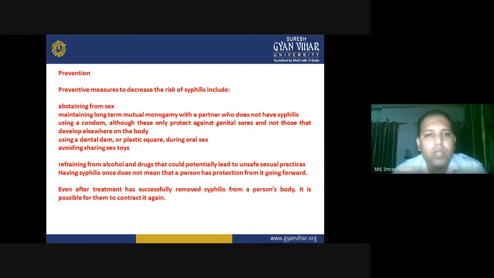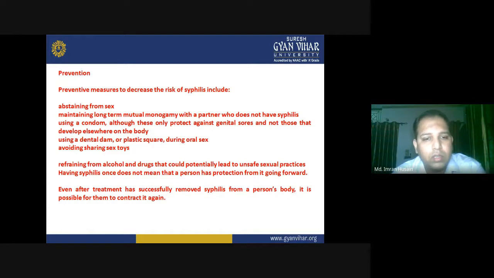Prevention. Measures to decrease the risk of syphilis include abstaining from sex, maintaining long-term mutual monogamy with a partner who does not have syphilis, using a condom, although these only protect against genital sores and not those that develop elsewhere on the body, using a dental dam or plastic square during oral sex, avoiding sharing sex toys, and refraining from alcohol and drugs that could potentially lead to unsafe sexual practices.